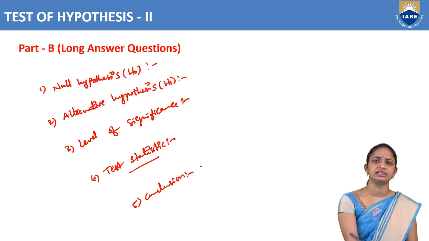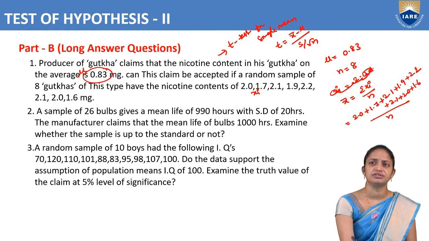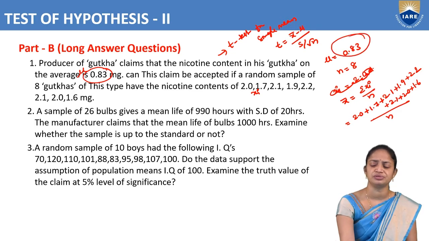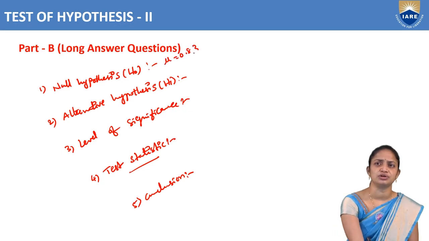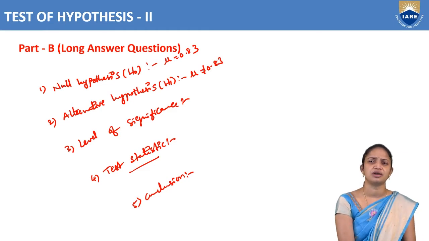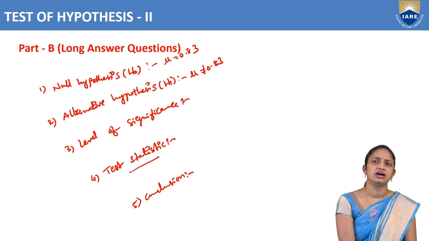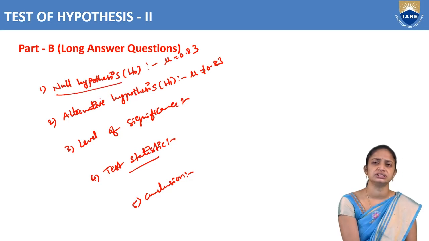So for example, for this problem, here they have given the mu value. What is the mu value? Mu value is 0.83, right? So null hypothesis: mu equal to 0.83, and alternative hypothesis: mu not equal to 0.83. What is the meaning of the null hypothesis? That is nothing but there is no difference between the means, the population mean and the sample mean. The alternative hypothesis is that there is a difference between the means. The given statement is the null hypothesis, and the opposite of the null hypothesis is the alternative hypothesis.